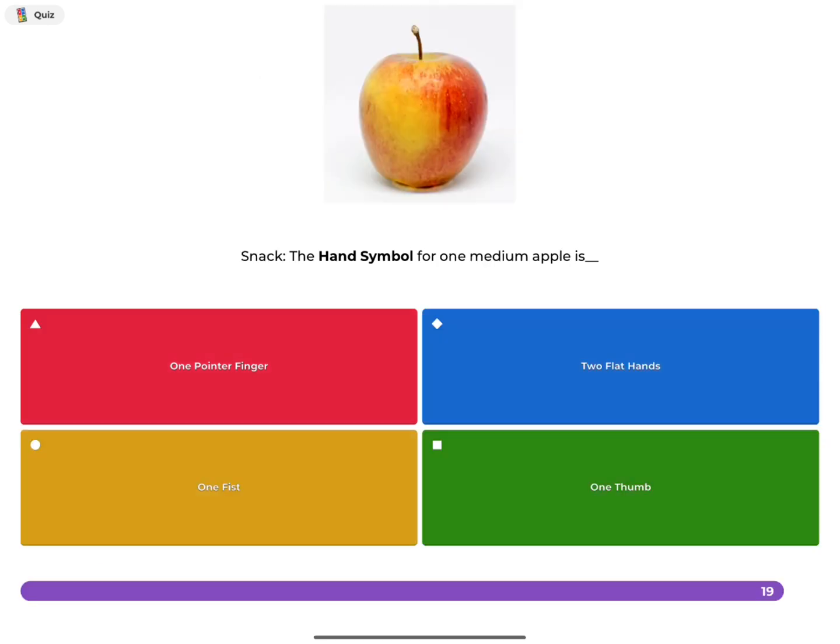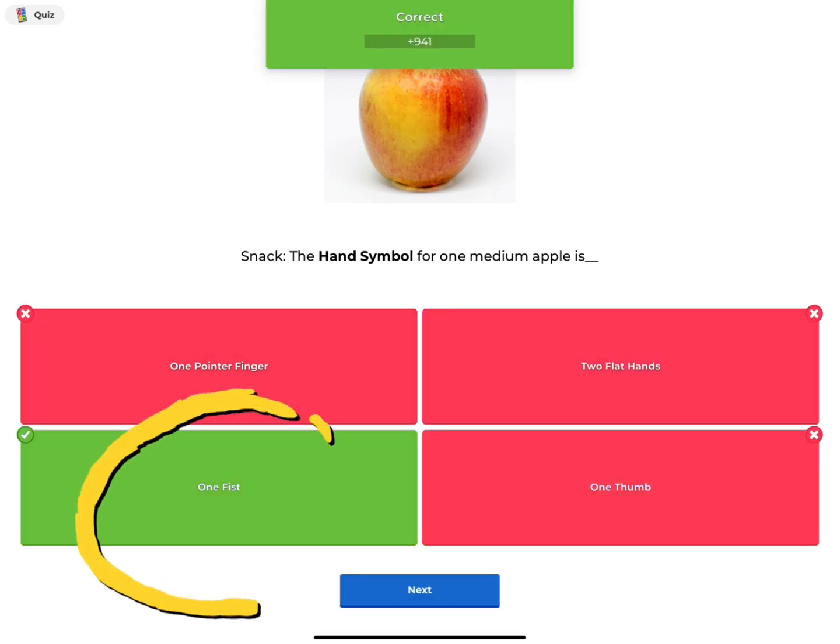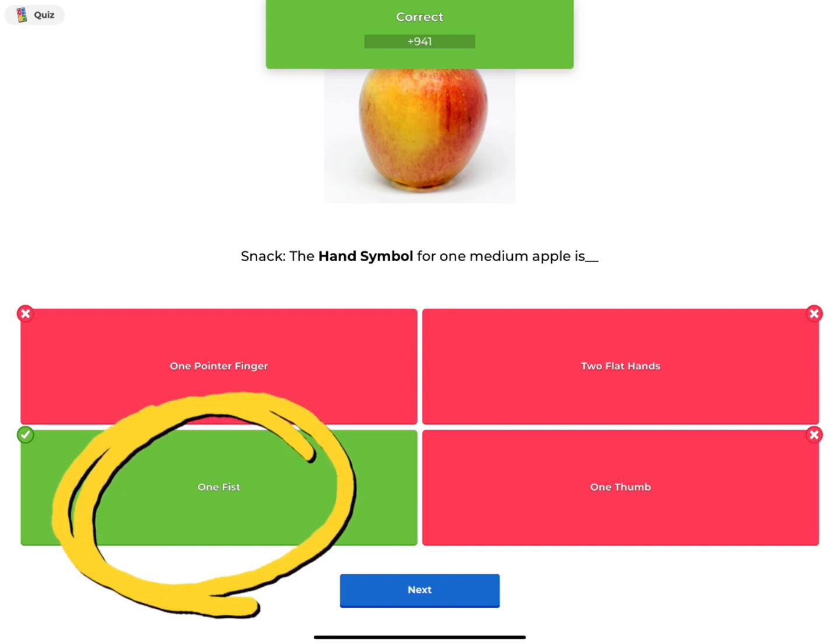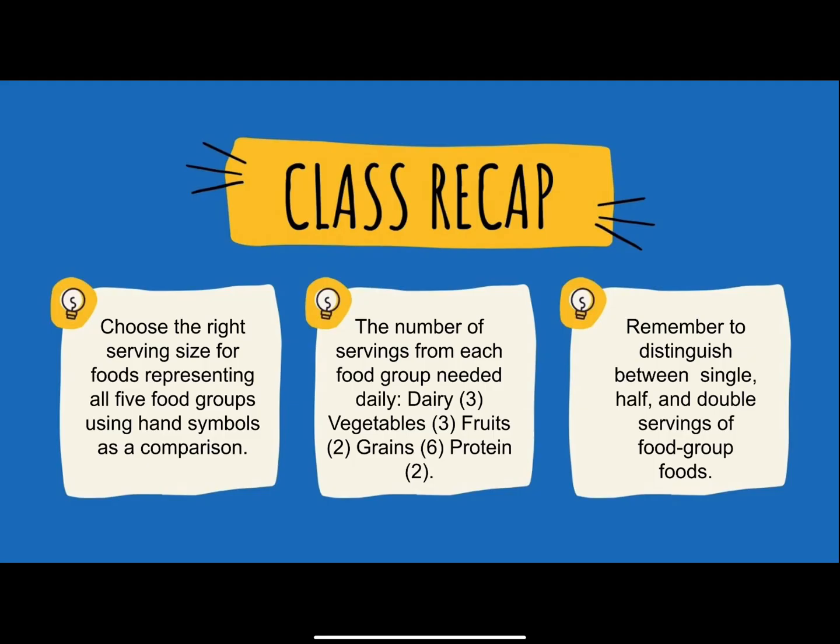What is the hand symbol for 1 medium apple, or 1 serving size of fruit, or 1 cup? Is it 1 pointer finger, 2 flat hands, 1 fist, or 1 thumb? If you said 1 fist, you are correct. 1 fist is the visual symbol for 1 cup.